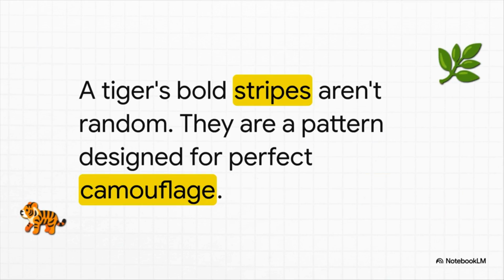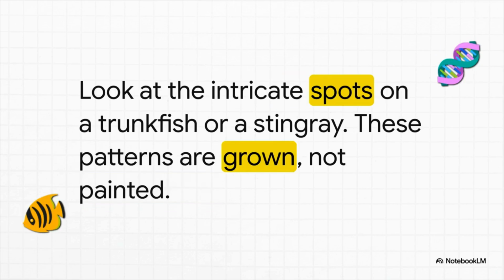Now, let's jump over to the animal kingdom. Think about a tiger. Those incredible, bold stripes, they're not just random decorations, no way. They are a perfectly designed pattern for camouflage, a kind of visual rhythm that helps it vanish into the shadows of the tall grass. And it's not just stripes, you see these amazing designs everywhere. You see it in the wild spots on a trunkfish, or that mesmerizing, almost alien pattern on a stingray. These designs aren't just painted on, they literally grow out of a biological code.